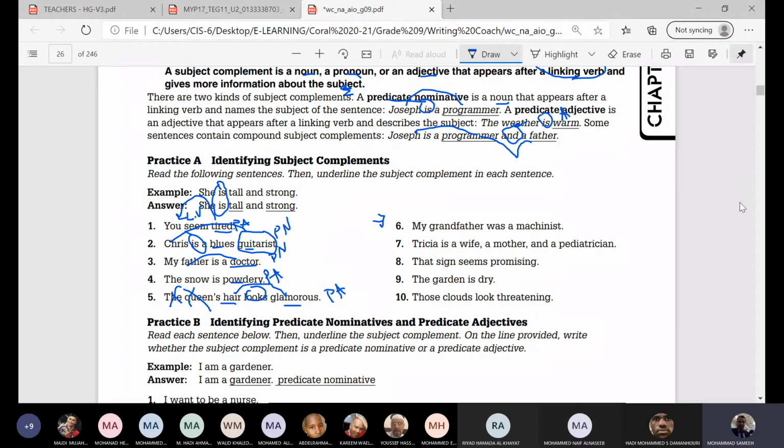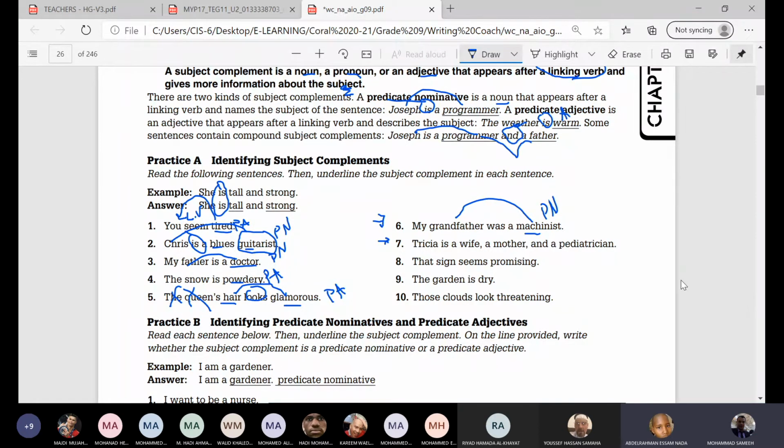Yusuf Samaha. My grandfather was a machinist. Machinist is the... Excellent. Yes, this is the predicate nominative. It is a noun, of course. Renaming grandfather, which is the subject. Excellent. Number 7, I'll go with Abdurrahman. Abdurrahman. Yes, mister. Can you hear me? Yes, I can.